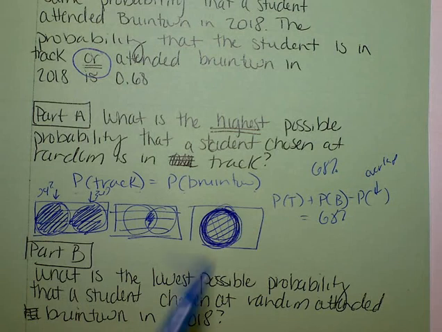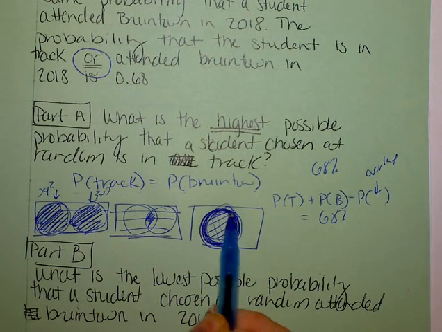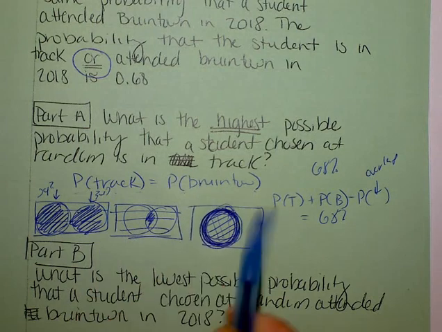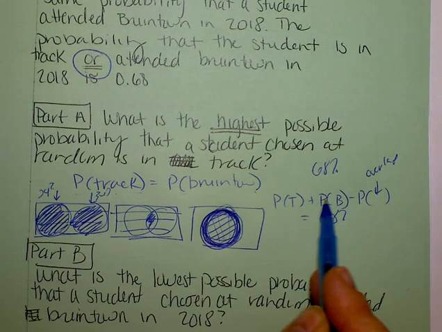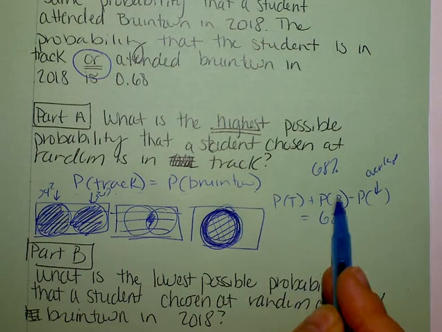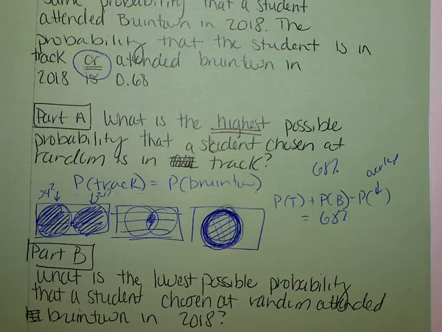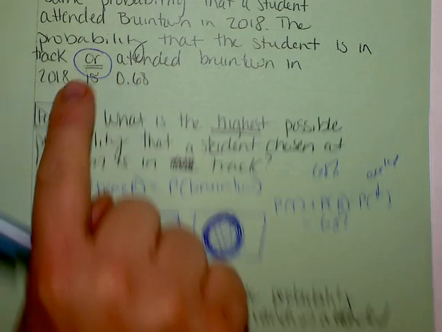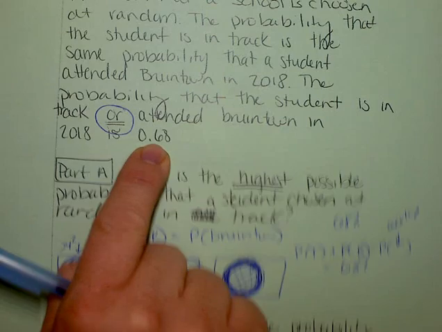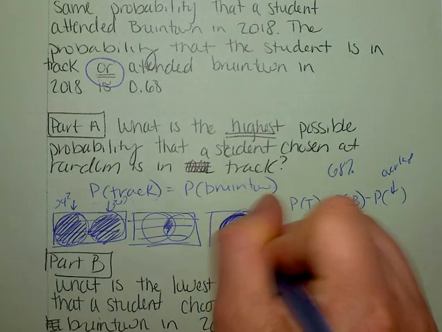What could this be? Turn to your partner. What percentage? Adrian, what do you think? 68%. Let's try 68. So if track is 68 and they're equal, please do 68 plus 68 minus 68. What do you get for an answer? 68%. And isn't that what this says? Yes. So here's the most we could possibly have.